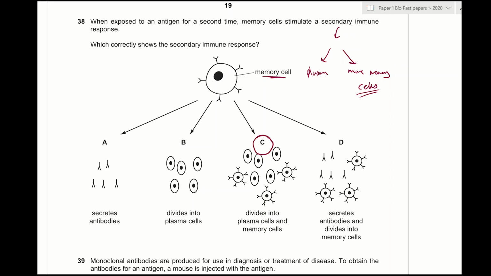And A is incorrect because memory cells do not themselves secrete antibodies, they first have to divide into plasma cells. And also D is incorrect because here it's assuming that the memory cells also secrete antibodies, which is incorrect, and divides into memory cells. So divides into memory cells is correct, but what secretes the antibodies is plasma cells. And B is incorrect because the memory cell doesn't just divide into plasma cells, it also divides into more memory cells just in case this antigen is encountered again. Therefore, C is going to be correct.